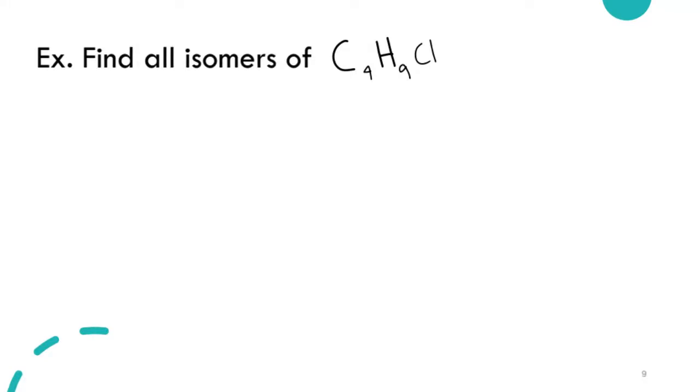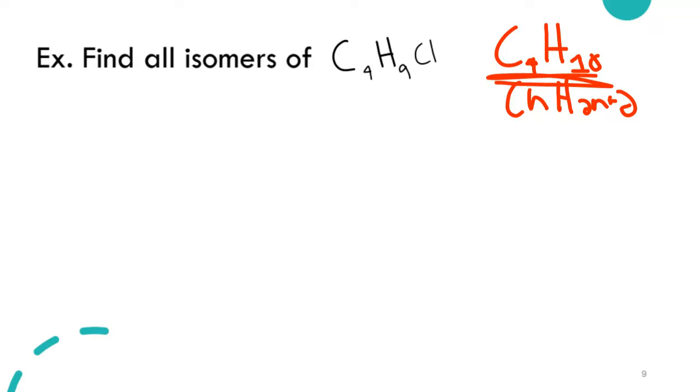Find isomers of C4H9Cl. As you can see, this is a derivative of butane. This still follows CnH2n+2, but I replaced a hydrogen with a chlorine, but it still is an alkane.